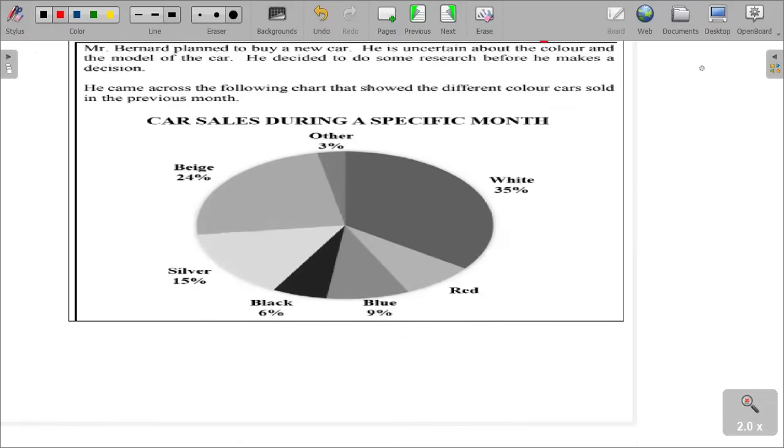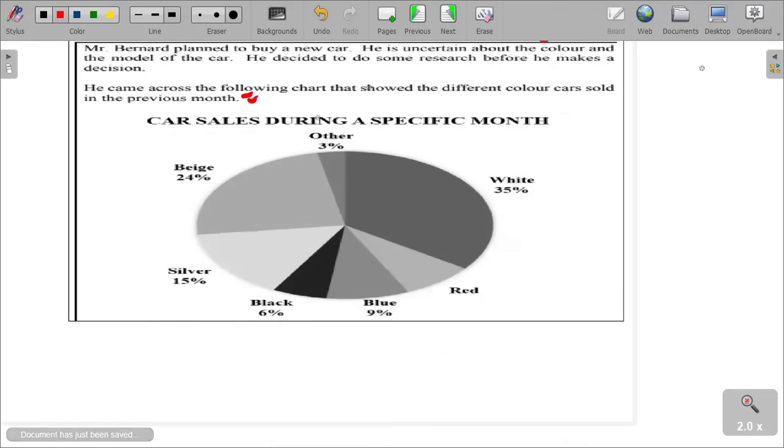We are given that Mr. Bernard planned to buy a new car. He is uncertain about the color and the model of the car. He decided to do some research before making a decision. He came across the following chart that showed the different color cars sold in the previous month.